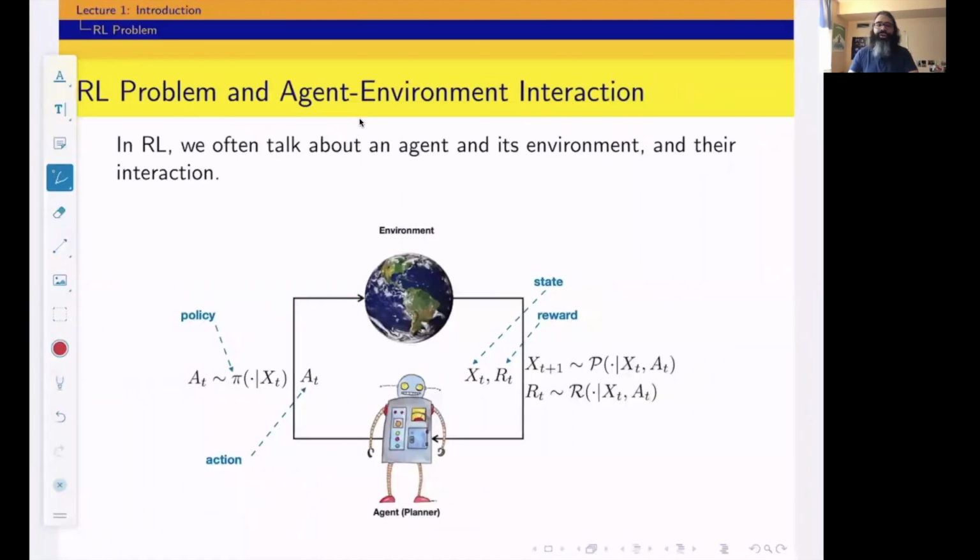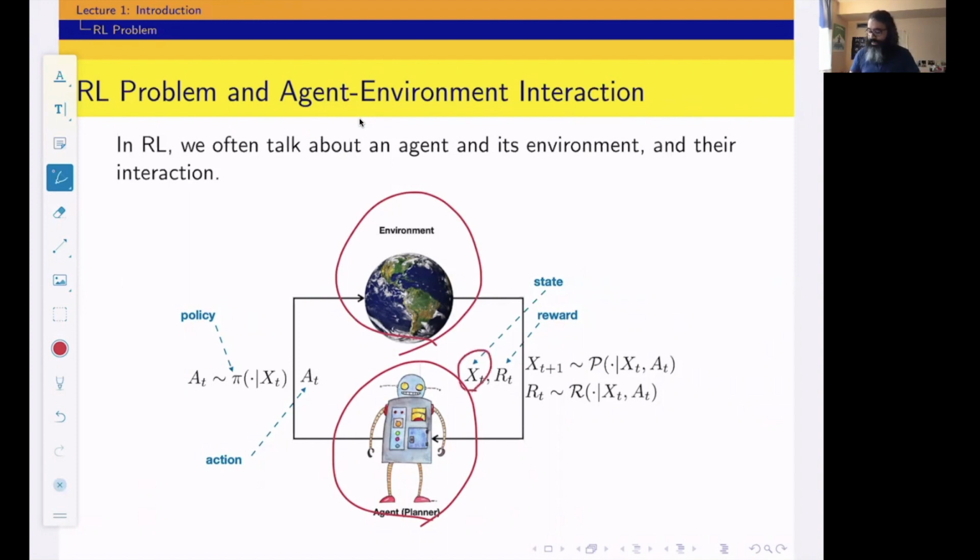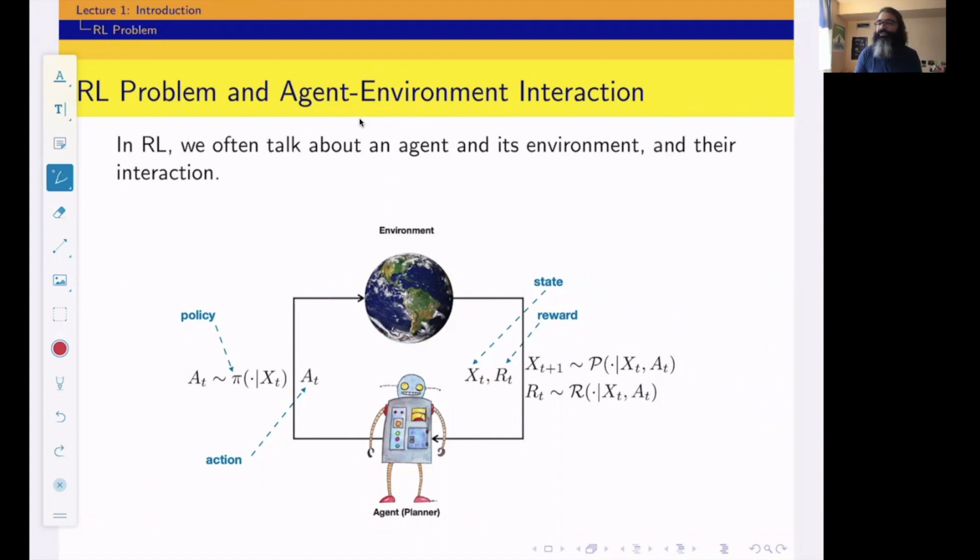When we talk about reinforcement learning, we usually talk about agent and environment interaction. We talk about an agent, and the environment, which is basically whatever is outside the agent. And then we talk about concepts like state, reward, and action. Let's go through it a few times, gradually with more detail and mathematical precision.